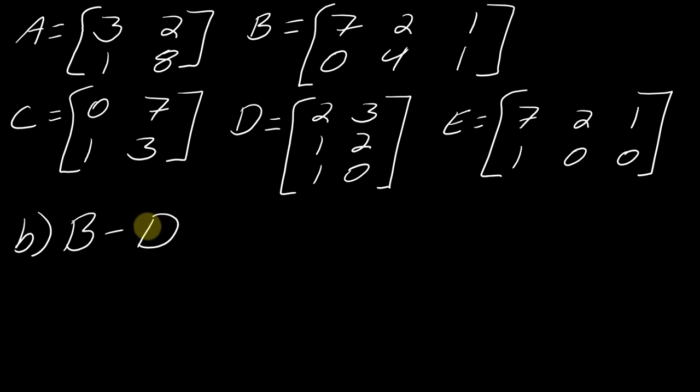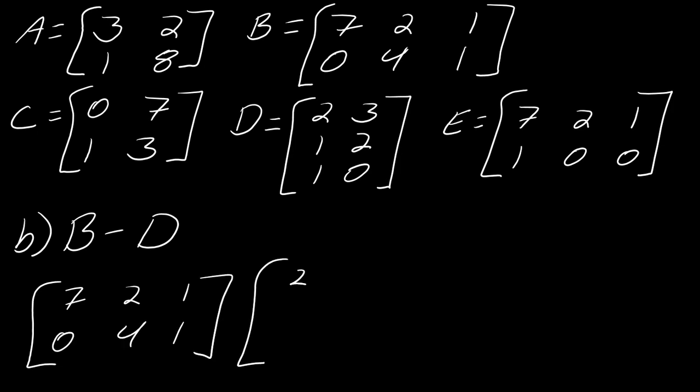So I've got B minus D here. Now if I line these up, let's take a look. 7, 2, 1, 0, 4, and 1. And then I've got 2, 3, 1, 2, 1, and 0. And I am subtracting them, so I'll just put a minus sign there for now. But I think you can see the issue here.